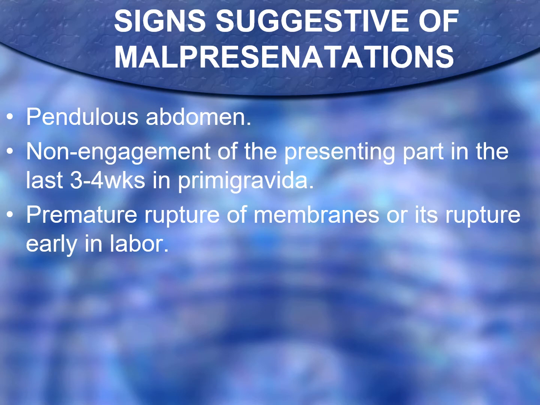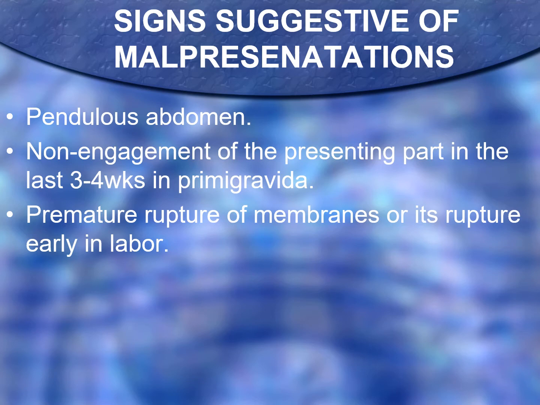Next we can see the signs suggestive of malpresentations. If malpresentation is there, how will you identify that? Now we are going to see that. First one, in the majority of the cases, a pendulous abdomen will be there. That is laxity of the abdominal muscles you can see.